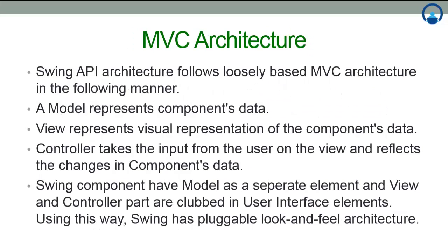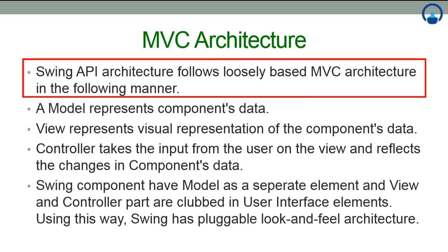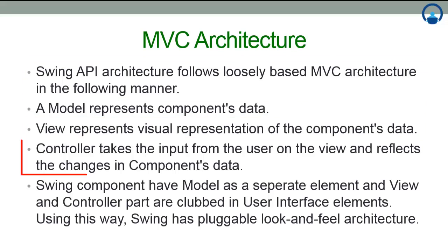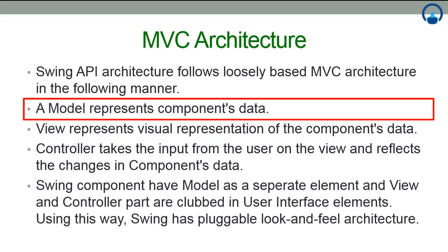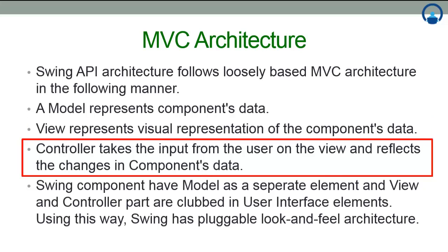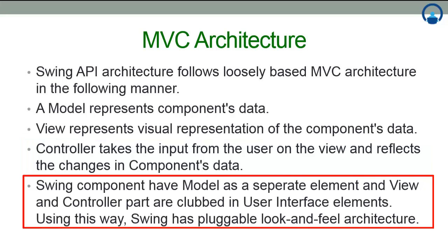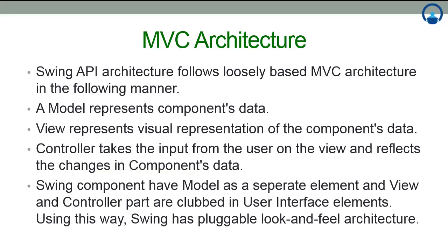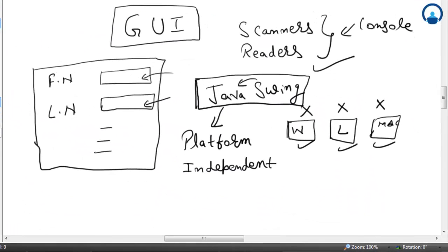And now we'll be discussing first of all what is MVC architecture. The Swing API architecture follows a loosely based MVC architecture in the following manner. We have three components as we discussed. First is model, V stands for view, and C is controller. A model represents the component's data, the view represents the visual representation of the component's data, and the controller takes the input from the user on the view and reflects the changes on the component's data. Swing components have the model as a separate element, and the view and controller are clubbed in the user interface elements. Using this, Swing has a pluggable look and feel architecture. I guess this might be a little difficult for you to understand. First of all, we'll be discussing what is MVC architecture.